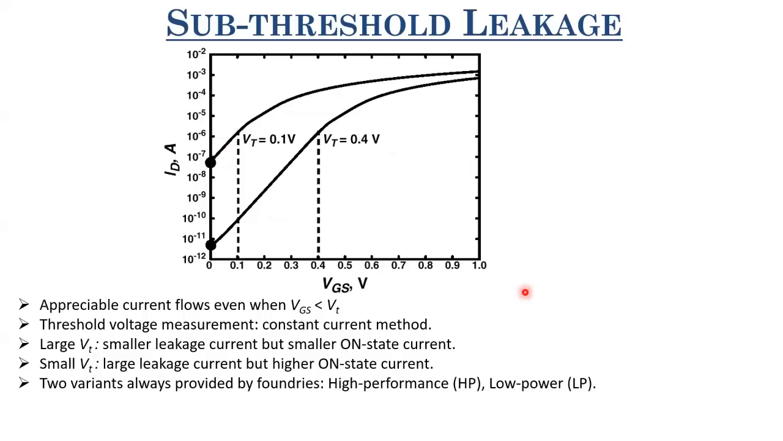So industries always provide you 2 variants of these transistors. Depending upon the main focus of your product, you can use either a high performance device, which is nothing but a small VT or low VT transistor, or you can go for a low power device, which is nothing but a high VT transistor.